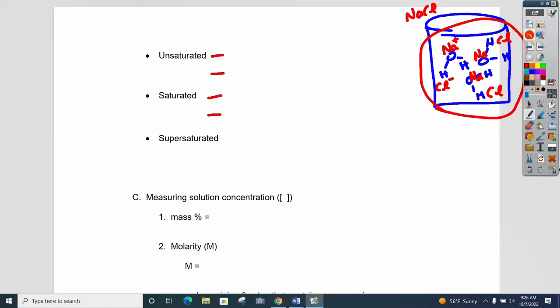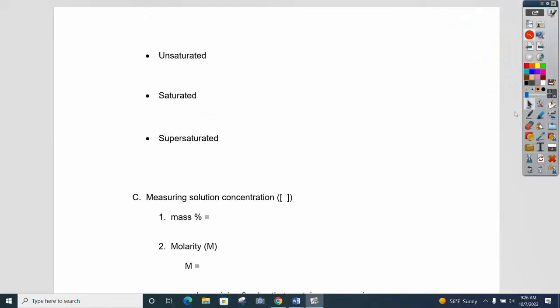Now, a supersaturated solution is something that's really wild. Let me give you your definition first. A supersaturated solution is a solution in which you dissolve more solute than theoretically possible. We don't have time in this class to talk about how that happens, but it's actually really cool.